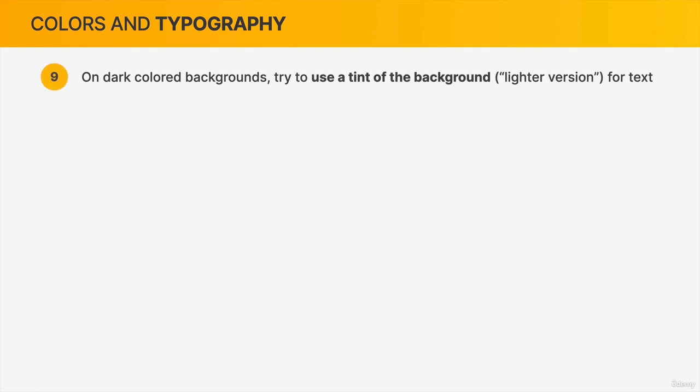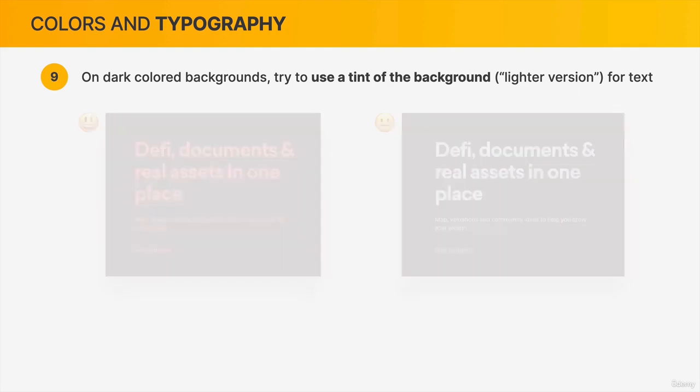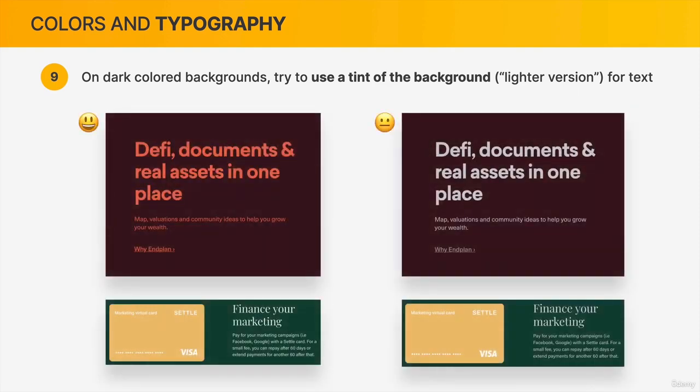Now finally, we also need to talk about the relationship between colors and typography. And the first guideline I have for you here is that on dark colored backgrounds, you can try to use a tint of the background color for your text. So basically a lighter version of the background color. And so like in these two examples here, this can give your text a really nice touch. Now this is not a hard rule that you need to follow, but it's something that many designers like to do because it can actually look quite nice and also a lot more natural. And that is especially apparent here in this first example.